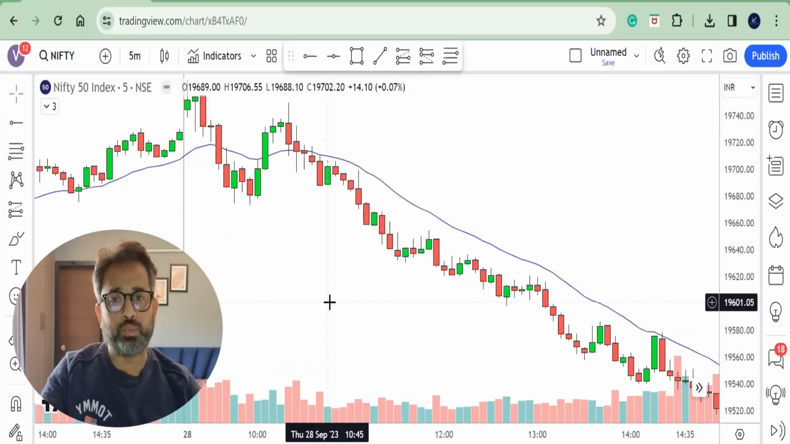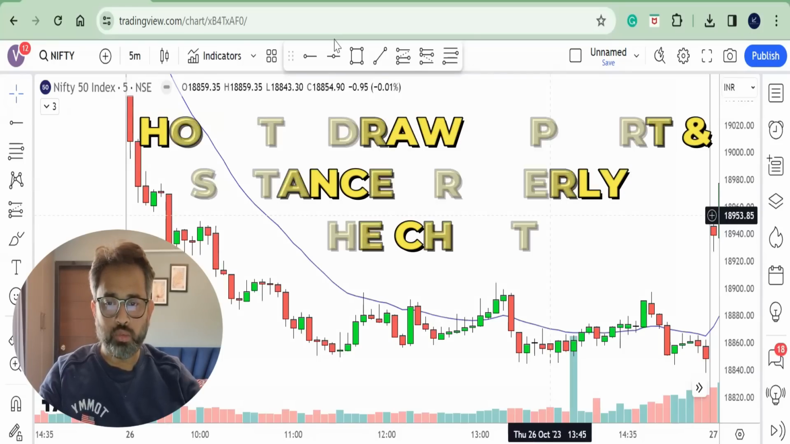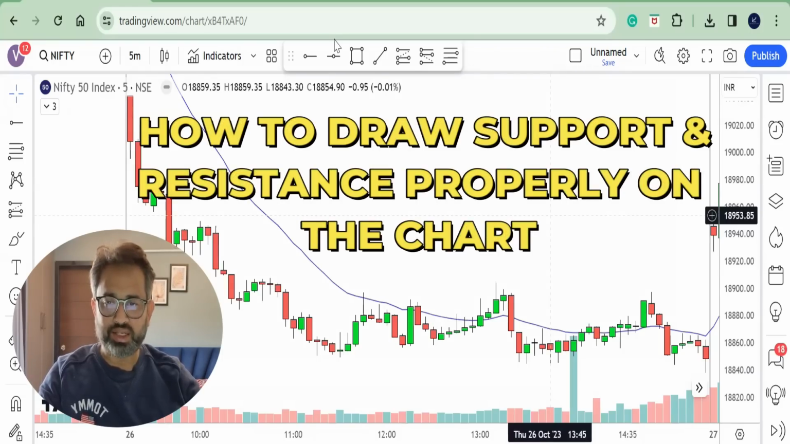So that is the first point I discussed, that support and resistance are not equal. Before understanding whether you have to give more importance to support or resistance, first look at the market structure, whether it's an uptrend or downtrend. Then you have to decide whether you have to plot only support or only resistance on the chart. Okay, so now let us discuss how to properly mark support and resistance on the chart.